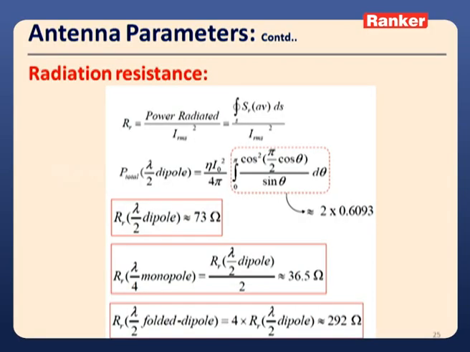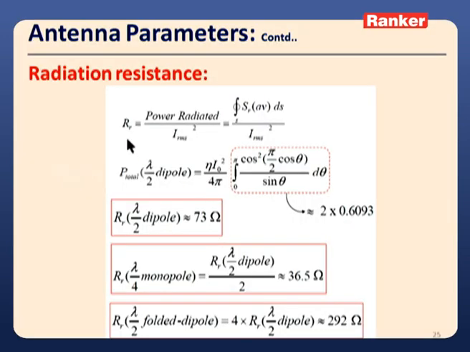And the next parameter is radiation resistance. So what is radiation resistance? The radiation resistance is a hypothetical resistance, an imaginary resistance which delivers the same power as the power delivered by the antenna. So whenever we are supposed to replace our antenna with a resistance in a circuit, we are supposed to consider this radiation resistance. So the amount of power delivered by the antenna and the amount of power delivered by the radiation resistance are both the same.